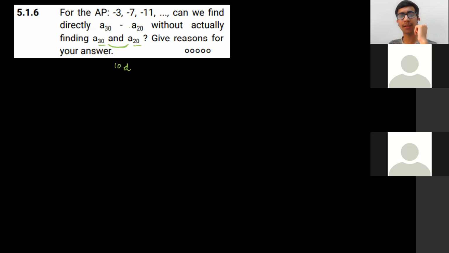Okay, you just have to calculate D and 10D will be your final answer, or rather you can write this as A30 is equal to A plus 29D. A20 is equal to A plus 19D. When you take the difference, A30 minus A20, you'll get 10D, of course. And yeah, that's your final answer.